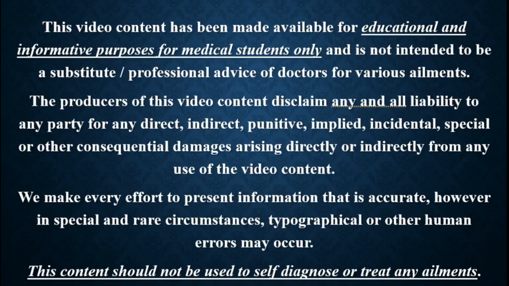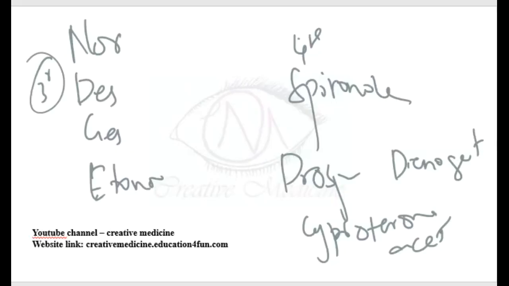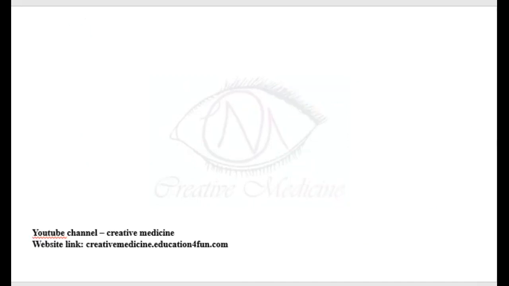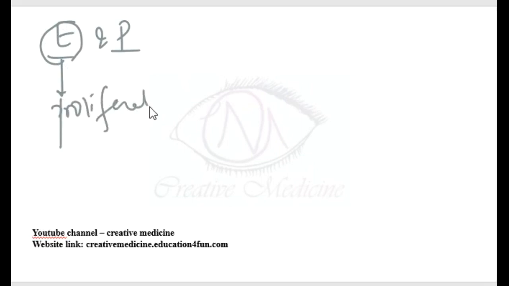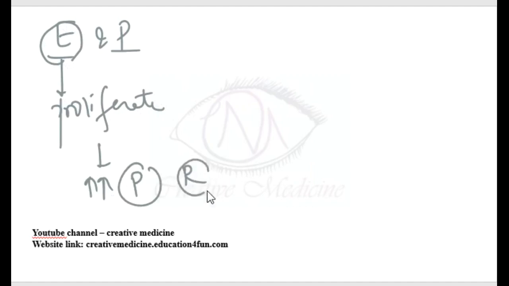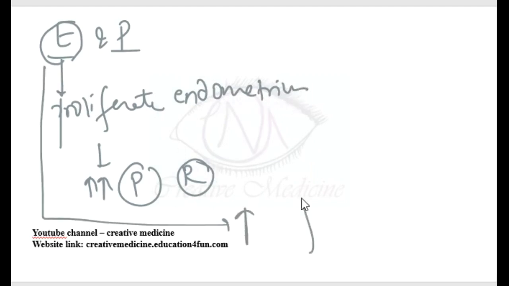In this lecture, we will learn about the effect of estrogen and progesterone. First, the effect of estrogen and progesterone on the uterus. Estrogen proliferates the endometrium and upregulates the progesterone receptors on the endometrium. Because estrogen proliferates the endometrium and upregulates the progesterone receptors on the endometrium, it leads to growth of the non-pregnant uterus.